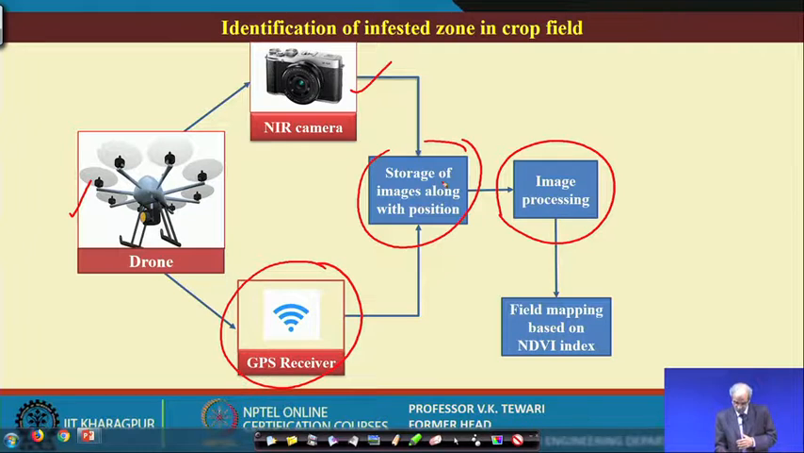In that case, this NDVI index, the normalized difference vegetation index, is one index we have given, and field mapping based on this has to be done. Now, this is the identification of the infested crop in a field. This is the process which we need to follow.